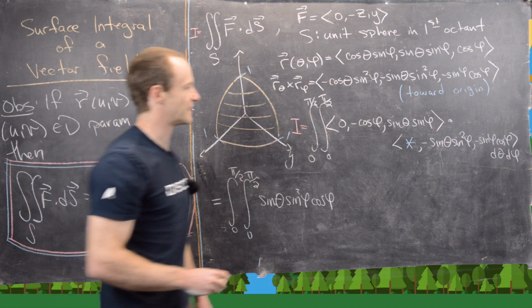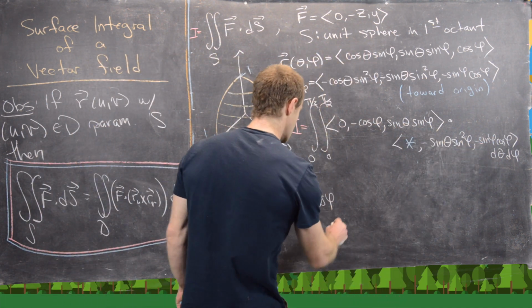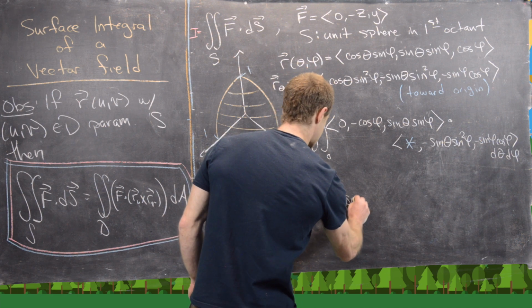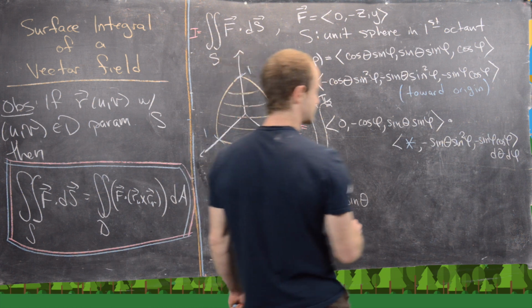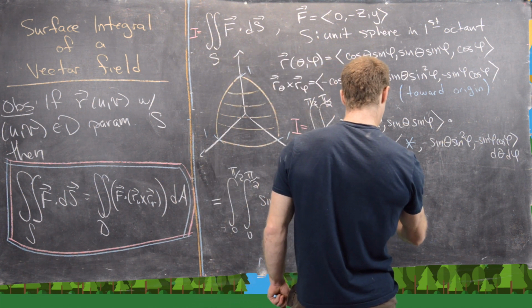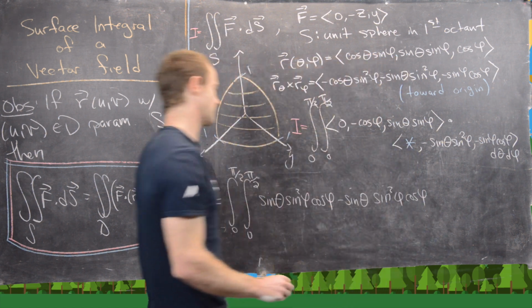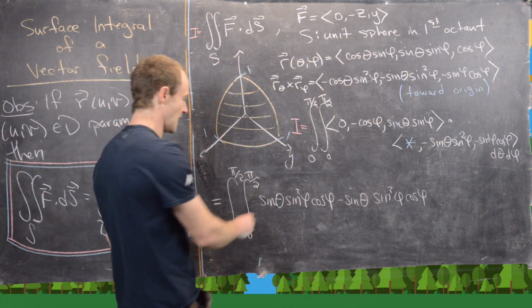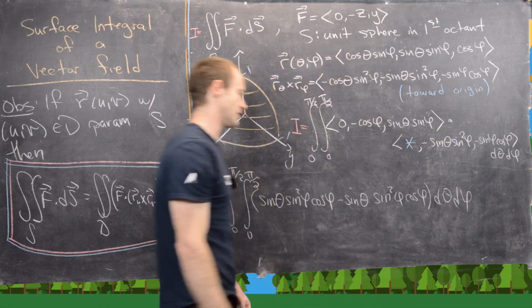Now let's see what we get for the next part. So we'll have this sine theta sine phi dotted with that. So that's going to be minus sine theta. And then we'll have sine squared phi times cosine phi. Something like that. Okay? And then finally, we have d theta d phi is left over.